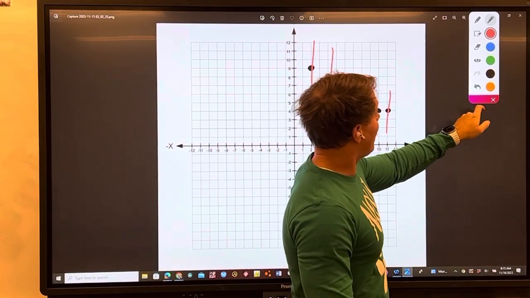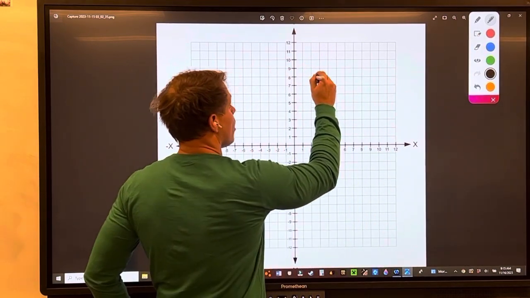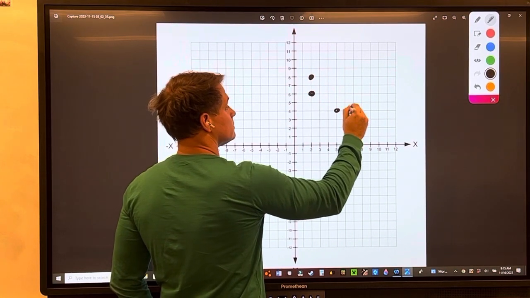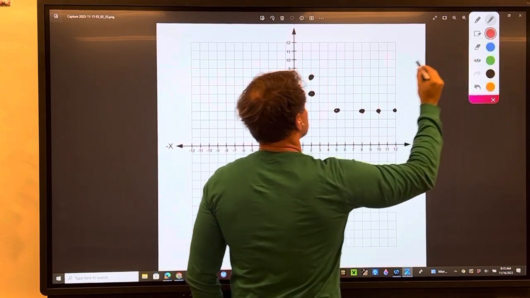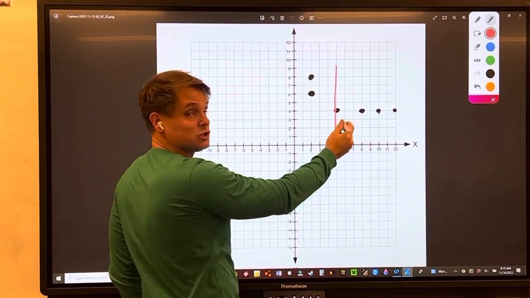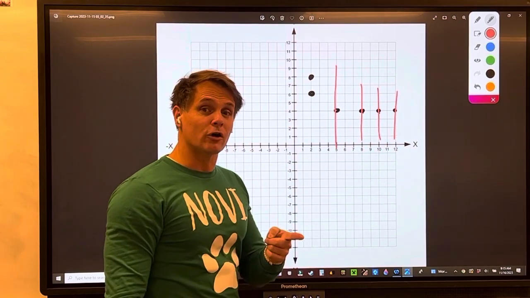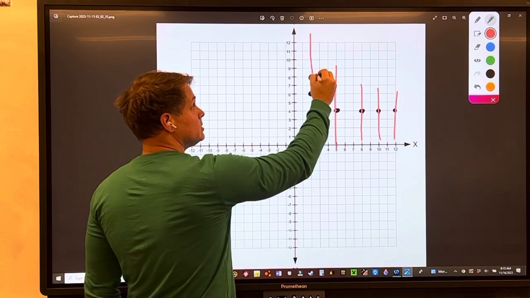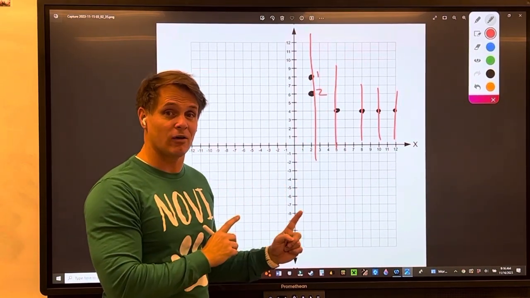Now, if I were to change this slightly, and if I were to draw these points like this, yeah, it passes the vertical line test here and here and here and here. However, if I draw a vertical line right here, it touches in two places, and that makes this not a function.